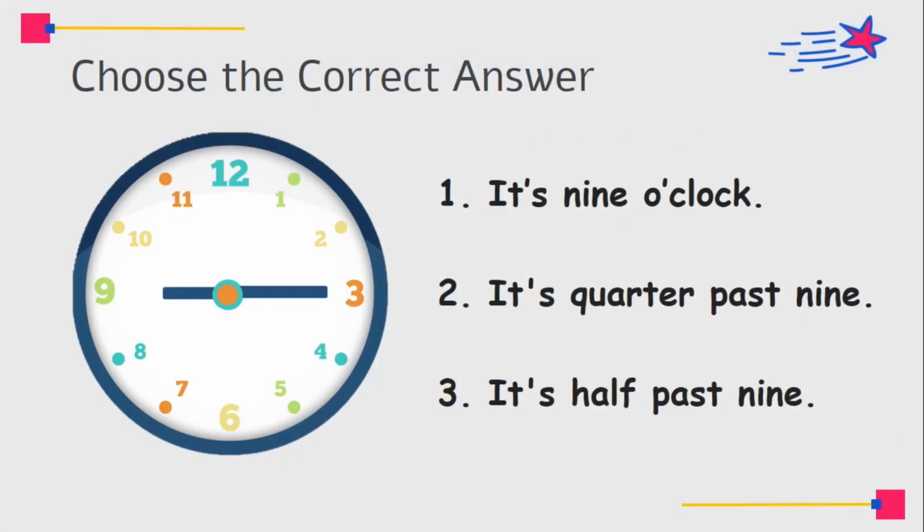One more. Are you ready? What time is it here? Number 1, it's 9 o'clock. Number 2, it's quarter past 9 or 9:15, as I said in the US and Canada. Or it's half past 9, 9:30. What do you think?